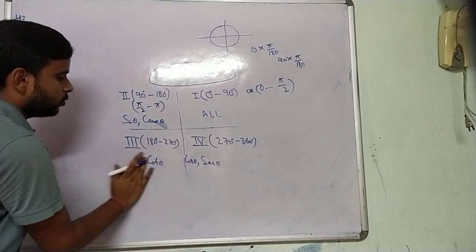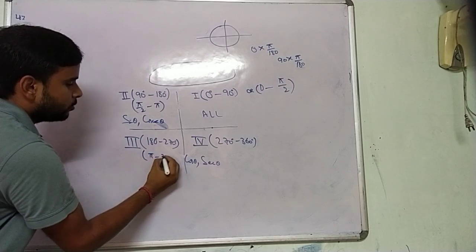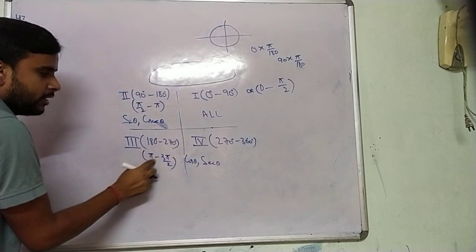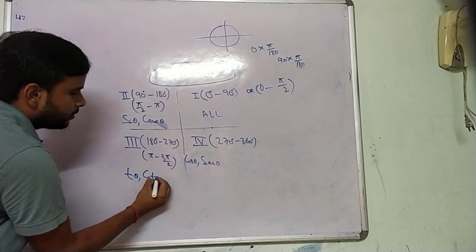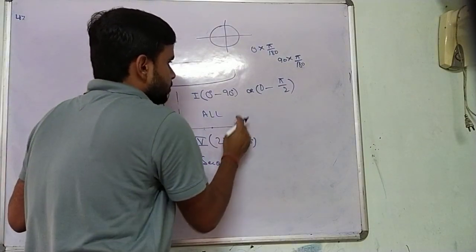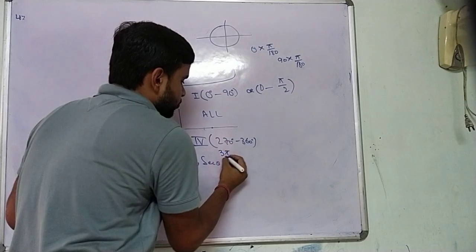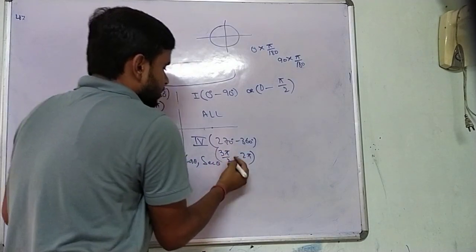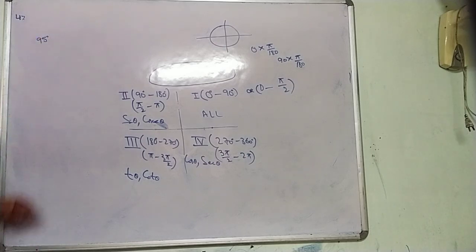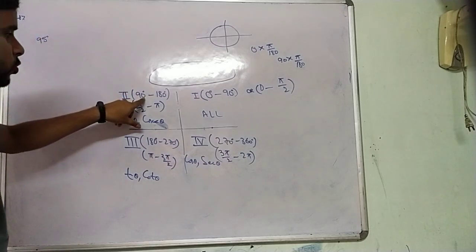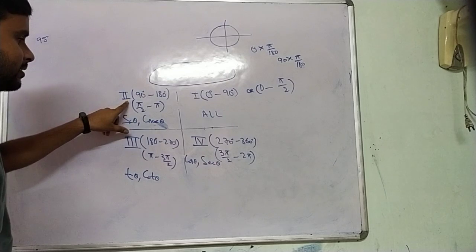Then we have the third quadrant, that is pi to 3 pi by 2. If you convert in radian, you will get this. In the fourth quadrant, we have 3 pi by 2 to 2 pi. It means that, suppose I take an angle, let's take 95 degree. Now 95 degree is lying in which quadrant? It is lying between 90 to 180, that is the second quadrant.